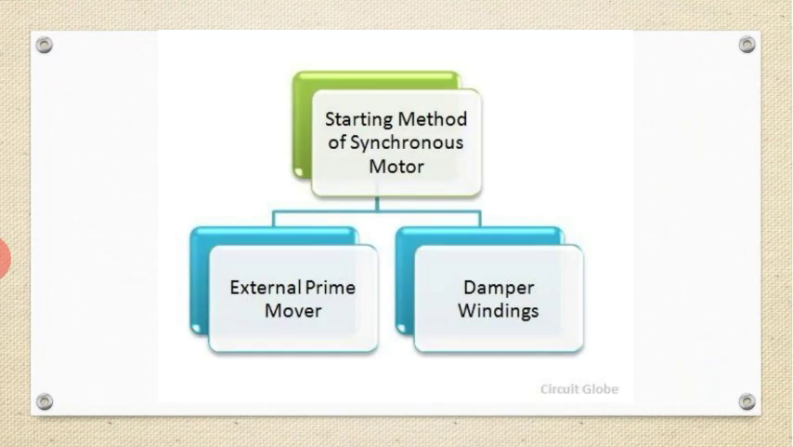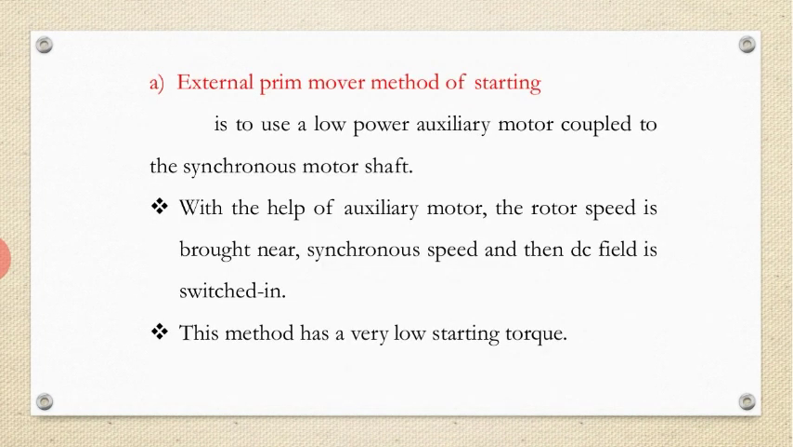Now the starting methods. Next I am going to discuss how the synchronous motor is started. There are two methods: one is called external prime mover and the second one is damper winding. The first one, the external prime mover method of starting, is to use a low power auxiliary motor coupled to the synchronous motor shaft. With the help of the auxiliary motor, the rotor speed is brought near synchronous speed and then the DC field is switched in. This method has very low starting torque.